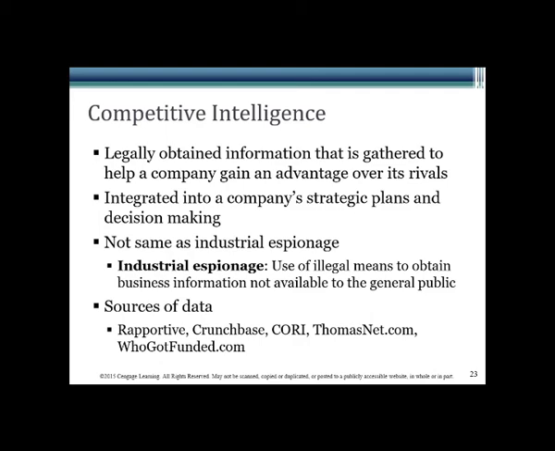2. Crunchbase is a free database of over 110,000 technology companies, people, and investors. 3. CORI is a database of contract documents available online using a full-text search and retrieval system. 4. Thomasnet.com is an excellent source for identifying suppliers and sources for products. And number 5, WhoGotFunded.com is a comprehensive website of data about what organizations have received funding and for what purposes.